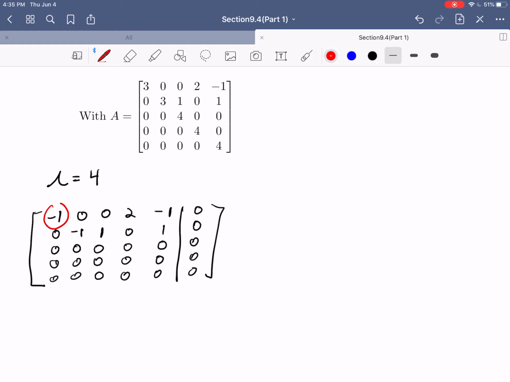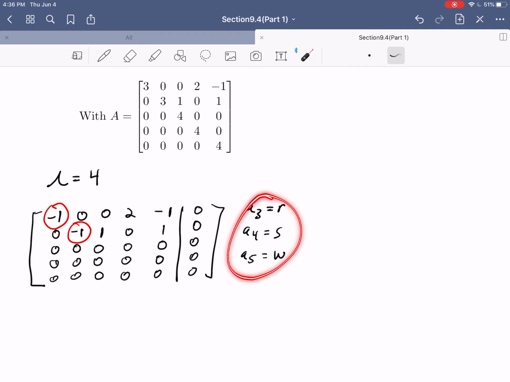We can go ahead and avoid these guys. So we're going to need 3 parameters here, which is great because the multiplicity was 3. So we'll have A3 be R, we'll have A4 be S, and we'll have A5. Again, we were trying to avoid T, so I guess we can call it, I don't know, how about W, right? We haven't used W for a while, so let's do that.